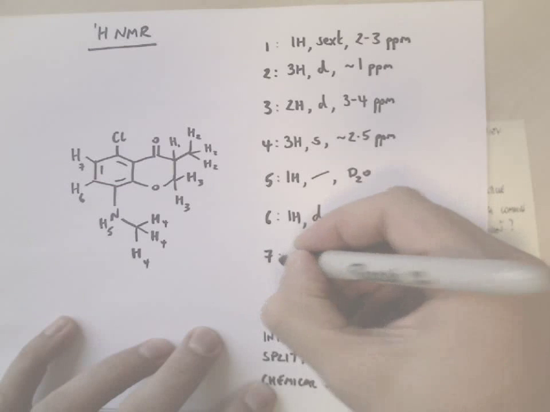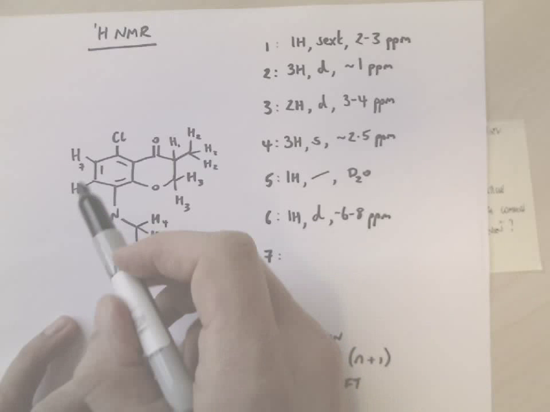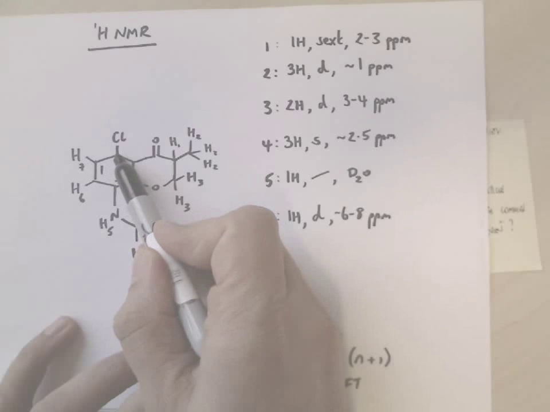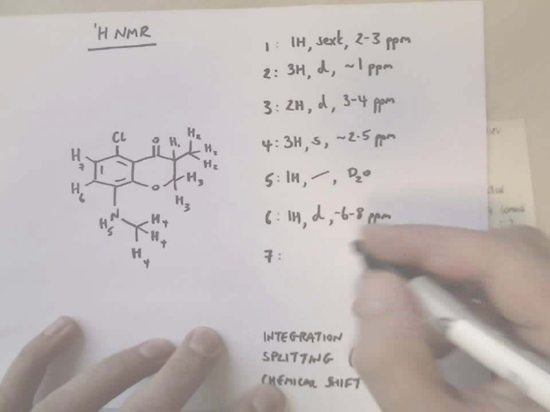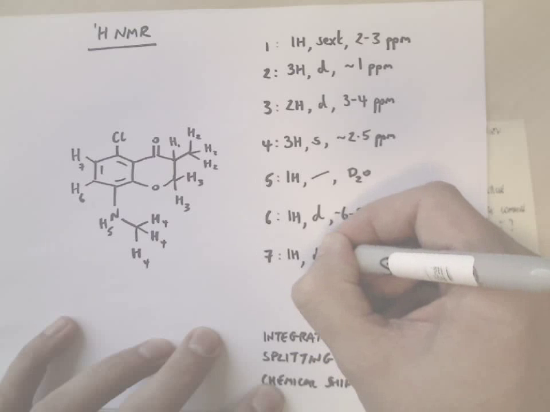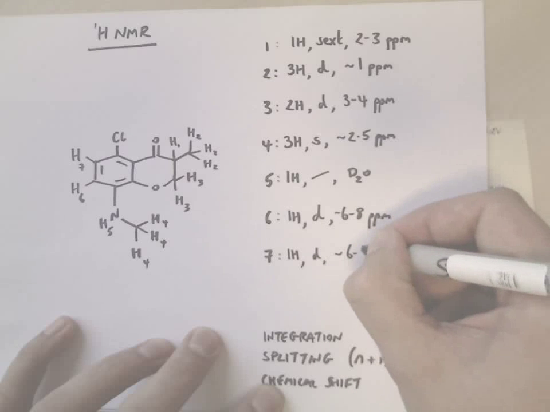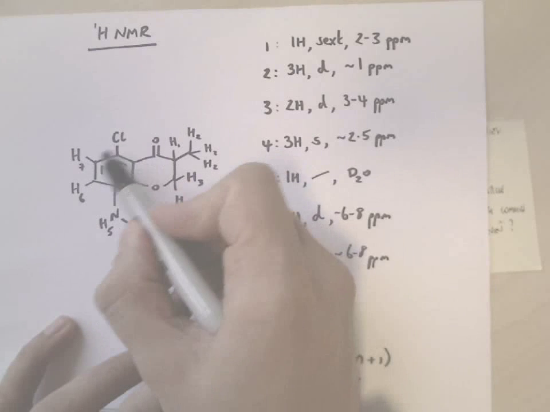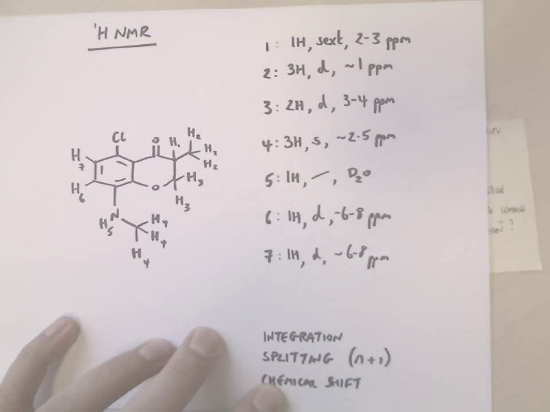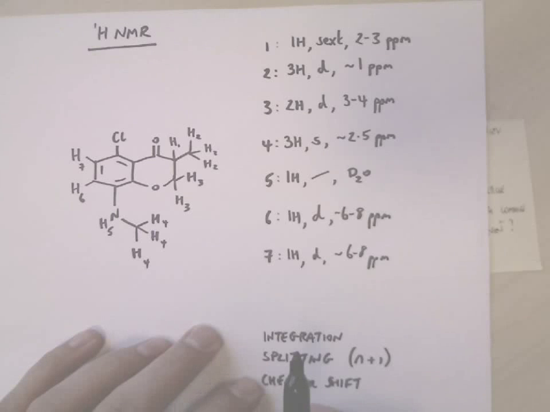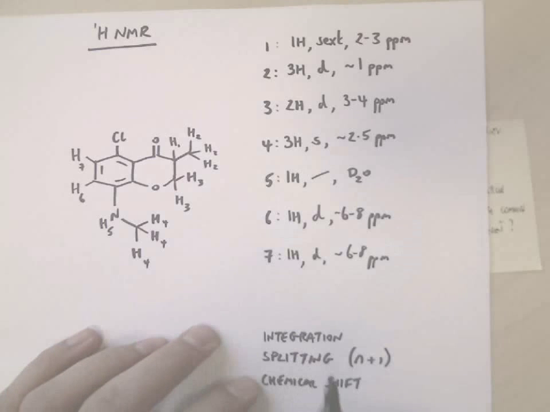And finally, onto proton 7. There is a carbon that this proton is attached to. There are no neighbouring hydrogens here, but there is one here. So proton 7 is also only 1, so it integrates to 1. It will also be a doublet, and it will be in the same range. It won't be in exactly the same place because its environment is different. It's next to chlorine, whereas proton 6 is next to nitrogen, but it will be roughly in this range of 6 to 8 ppm. And that is how to predict the diagnostic signals in a proton NMR.